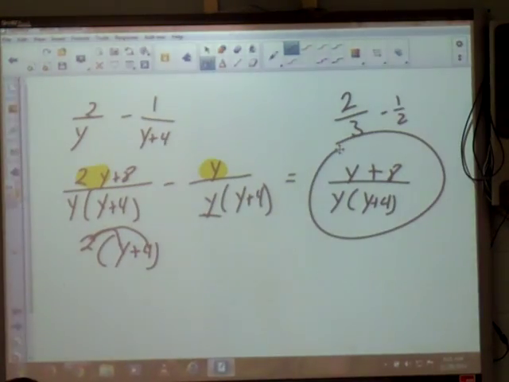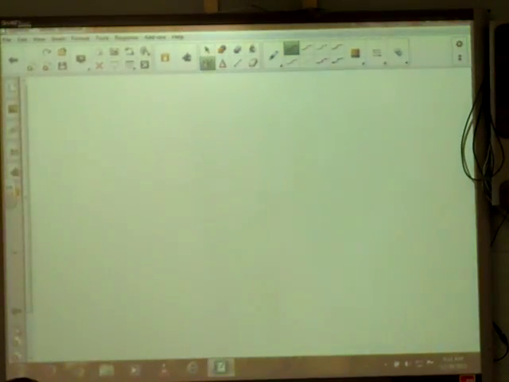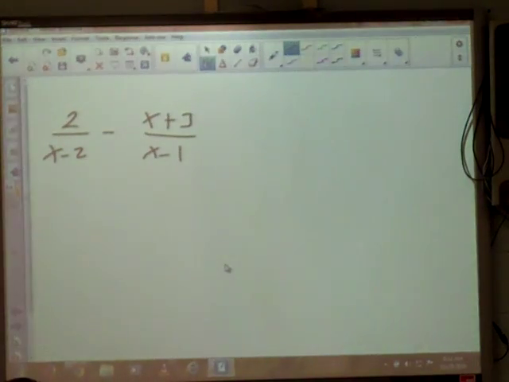Alright, here we got what we need on that one? Here we got 2 over x minus 2 minus x plus 3 over x minus 1. Alright, got a little bit more complicated because we got binomials on both denominators. Is my denominator the same on both of them? No, I mean that should be obvious to you.